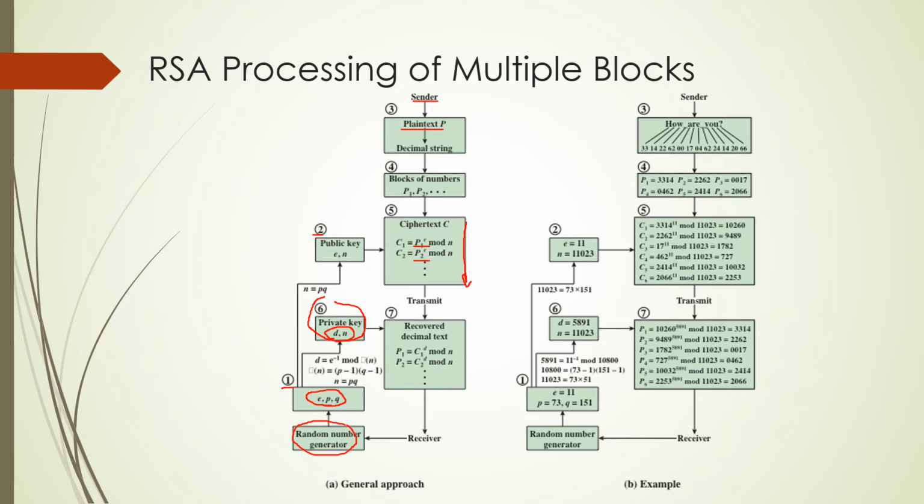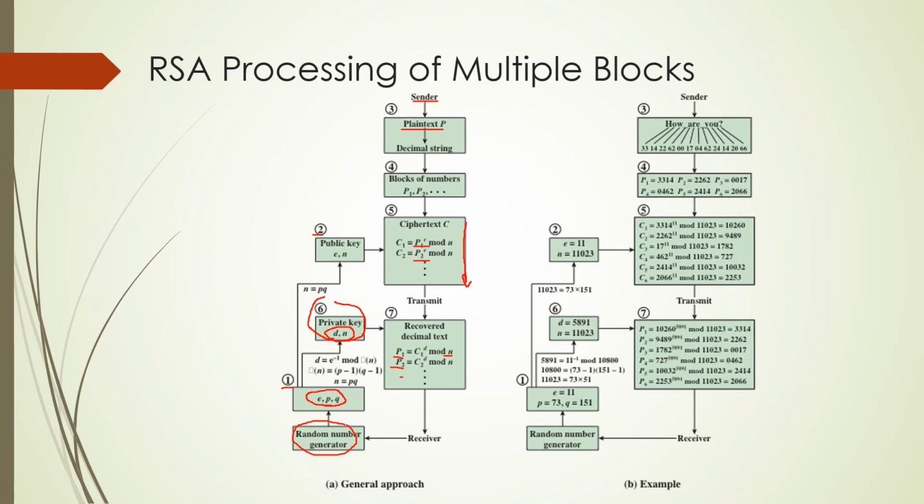On the receiving side, we need to calculate the private key. As I said, the private key is going to be D and N, and then recover the text by simply raising the first block of ciphertext C1 to the power of D, and then finding the remainder when it's divided by N. That's going to give you P1, and then P2, P3, all the way to the last block of the plain text. Then you combine all those plain text blocks to reconstruct the original message.